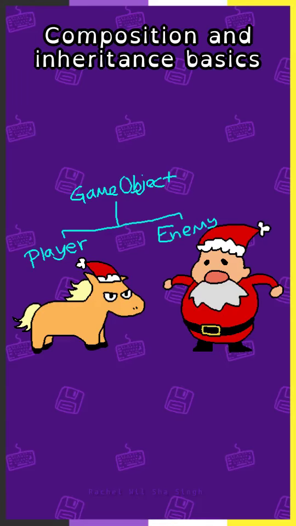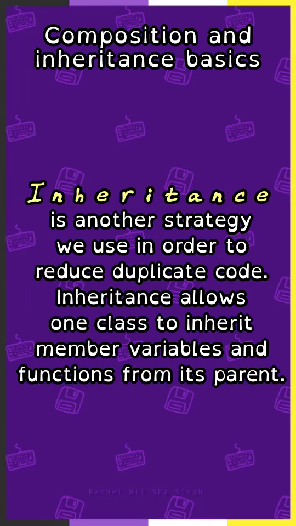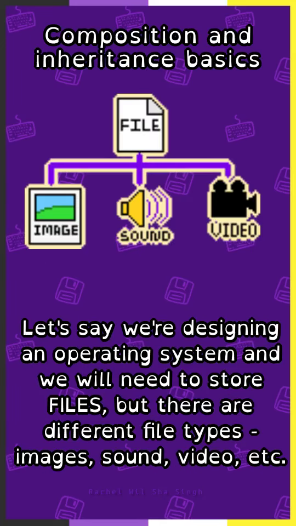Composition and inheritance basics. Inheritance is another strategy we use in order to reduce duplicate code. Inheritance allows one class to inherit member variables and functions from its parent. Let's say we are designing an operating system and we will need to store files, but there are different file types: images, sound, video, etc.